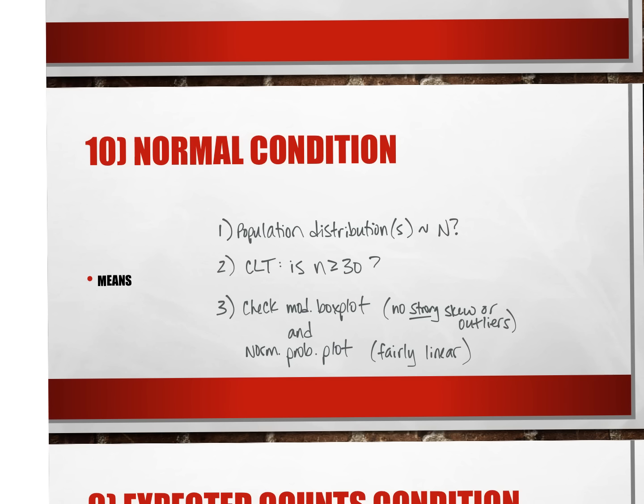The CLT applies. If it's not a normal distribution like a z that you're calculating, then it might be a t distribution. And if the CLT applies, then it is safe to use t. Remember the lingo that we've discussed.